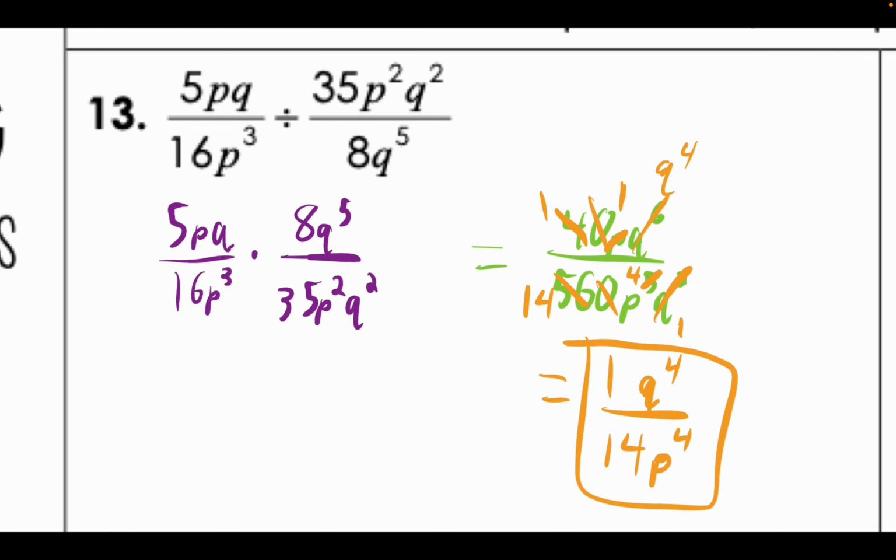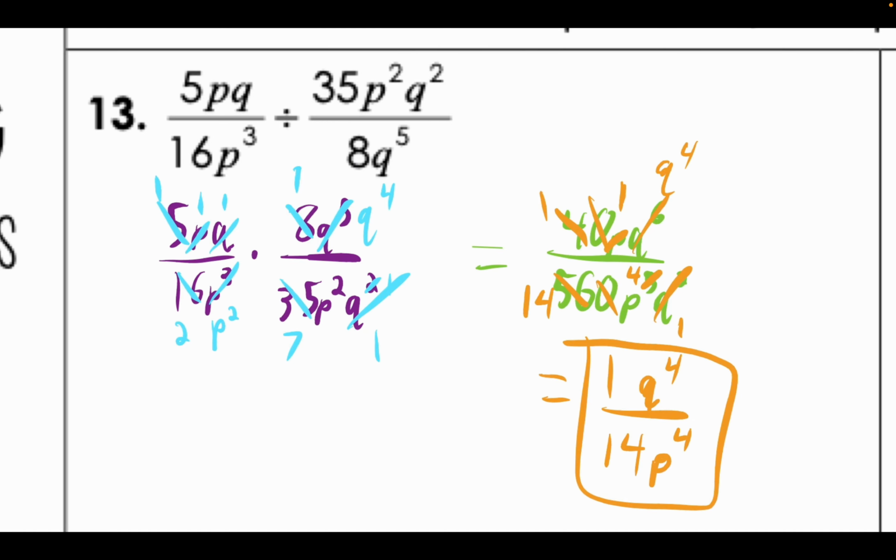Now, as I mentioned before, I personally like to cross-reduce in the purple step and to use that to get to the orange. So if doing that, 5 and 35 would reduce by 5 to become 1 and 7. 8 and 16 reduced by 8 to become 1 and 2. Then we have the p's. P and p cubed end up becoming, again, 1 and p squared. Q and q squared ended up becoming 1 and q to the first. And then we have q to the first and q to the fifth vertically here. And that will subtract to give me q to the fourth and 1.